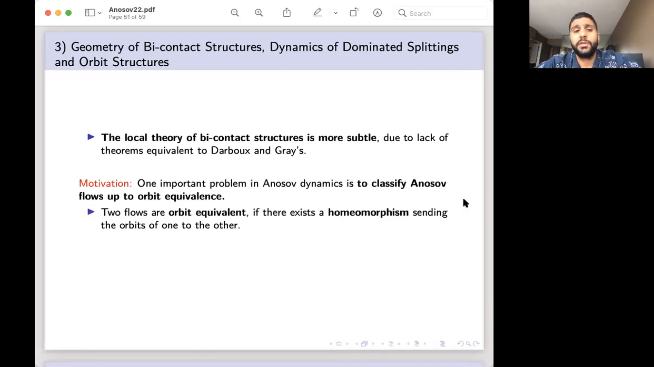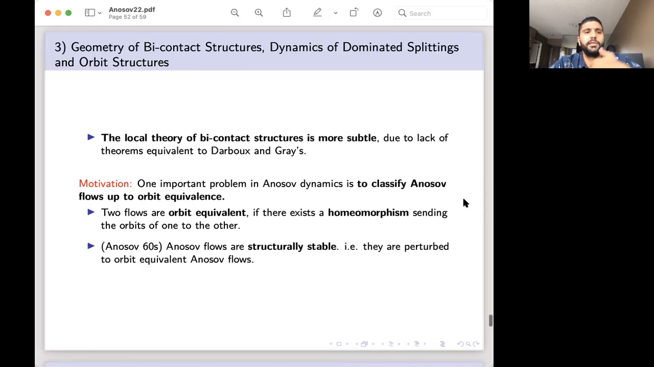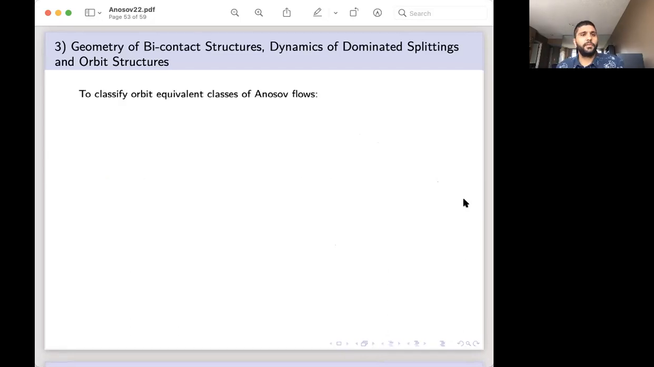Remember that two flows are orbit equivalent if there exists a homeomorphism sending the orbits of one to the other, and that turns out to be the natural equivalence class for a lot of problems in Anosov dynamics. In particular, Anosov showed that Anosov flows are structurally stable, in the sense that if you perturb an Anosov flow, it not only stays Anosov, but it will be orbit equivalent to the original Anosov flow which you started with. Now, in light of the main theorem of this talk, we can split this problem of classifying Anosov flows up to orbit equivalence into two problems.